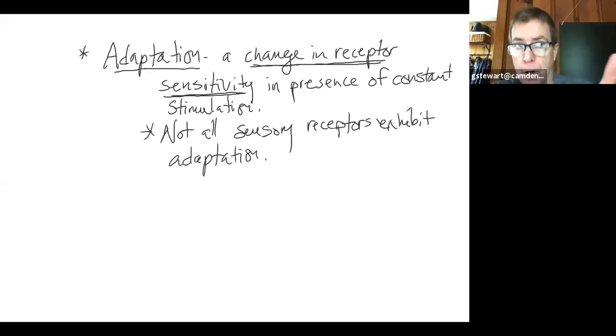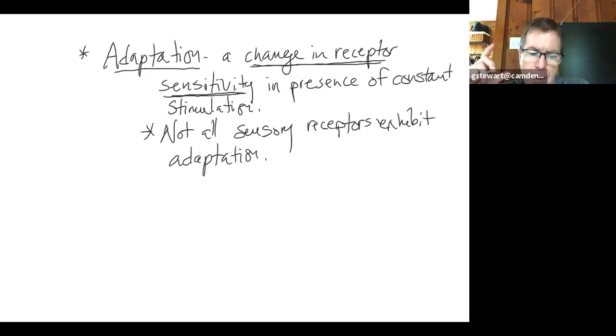But oftentimes pain receptors do not, which is a good thing because we wouldn't want to get used to body injury that might cause us great harm and not still feel that pain, to remove ourselves from that situation or try to correct that situation. So that talks about the processing at the receptor level.